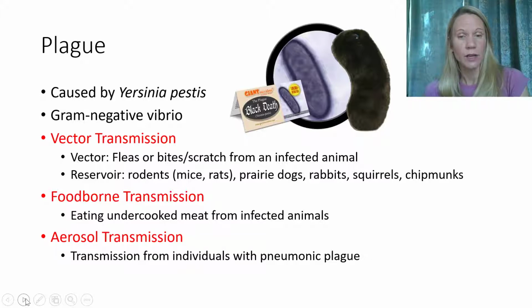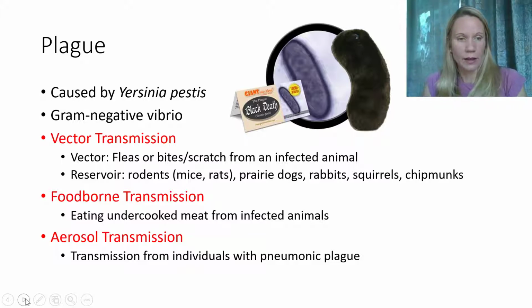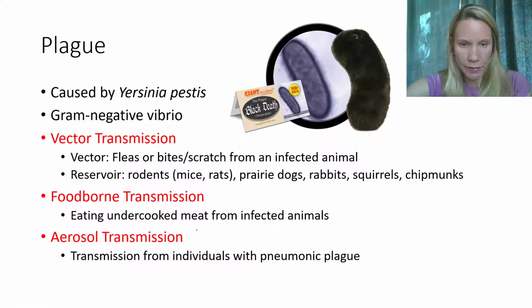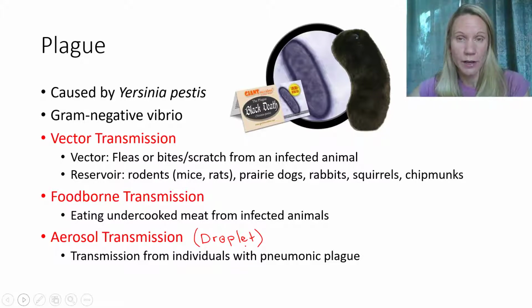Aerosol transmission from individuals with pneumonic plague. This form of plague is highly contagious. Just to clarify, though, because we've been using this term, this would actually be droplet. So it's not airborne, like it's not staying in the air for long periods of time, but if there are people coughing in close proximity to each other, then they can transmit pneumonic plague, which is actually the deadliest form of plague.